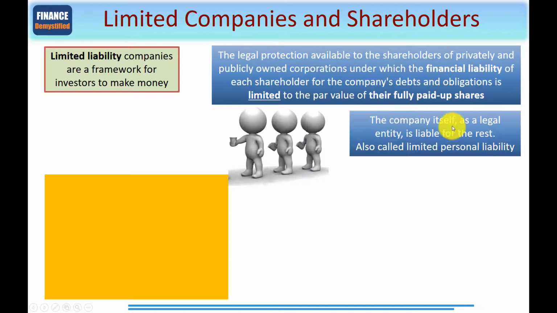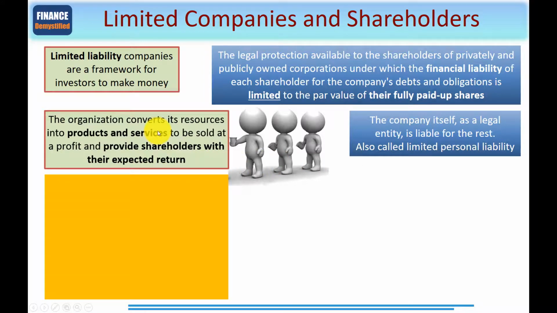Now, the company itself, or organisation if you will, is a separate legal entity, and it is the company that is liable for the rest after your obligations are dealt with. Such an organisation can also be called limited personal liability. Now, the organisation converts its resources into products and services to be sold at a profit and provide shareholders with their expected return. This is the basis of the deal, and you'll often find, usually on newspapers, the internet or television, that shareholders are seen as rich fat cats just taking their profit.